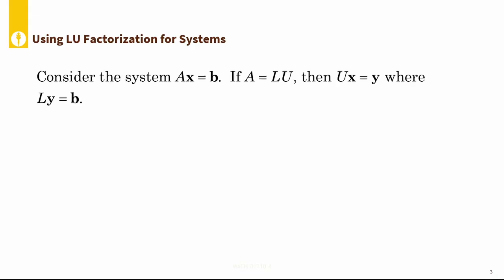Now, using the LU factorization, we can solve systems of equations, specifically square systems. So consider the system AX equals B. If A equals L times U, then we'll have UX is equal to Y, where LY is equal to B.